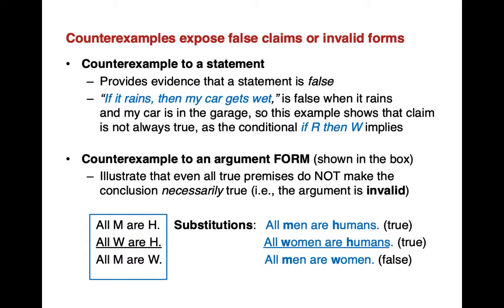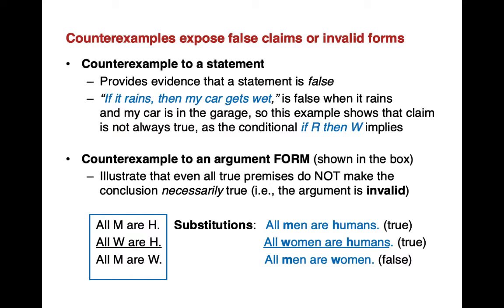Okay, so here is an instance, an example where we fill out the details of the abstract argument, where the letters are terms standing for M's or H's or W's. Here we go. All men are humans. Okay, that's true. All women are humans. That's true as well. And so can't I conclude all men are women? Hold on, something went wrong.